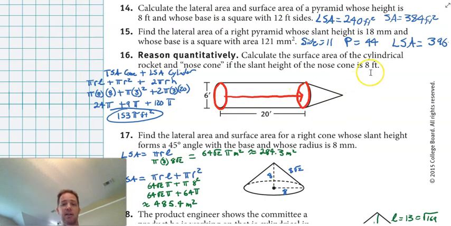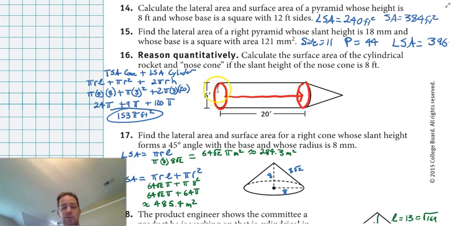On 16, it says calculate the surface area of the cylindrical rocket and nose cone if the slant height of the nose cone is 8 feet. So on this one, it's a composite surface area. You have to know which pieces you can and can't use for the surface area. So if you were doing them individually, you just do the total surface area of the cylinder and the total surface area of the cone. However, when you put the cone on top of the cylinder, 2 of the bases disappear. They're not part of the surface anymore. So you'd have to get rid of them.